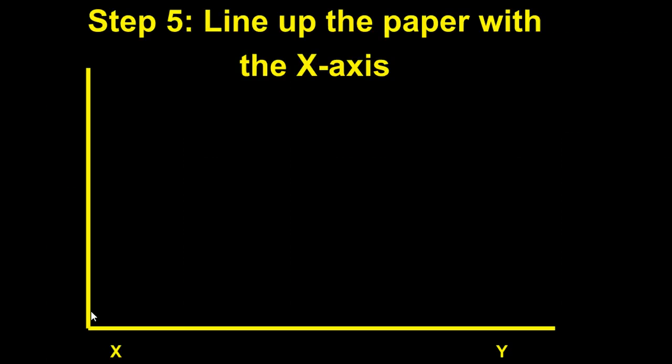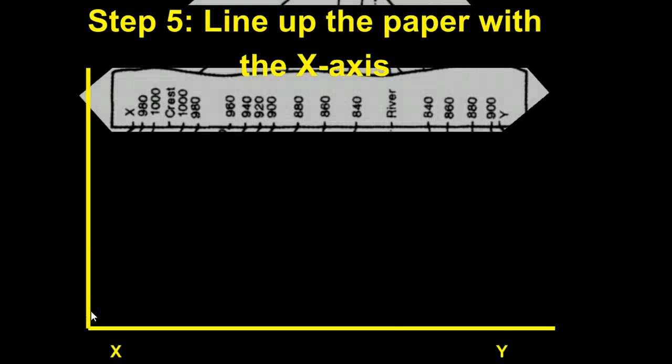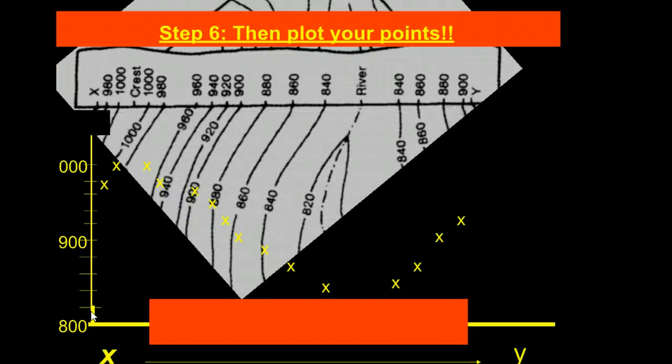Step 5, you line up the separate sheet of paper that you just drew all those marks onto with your graph. So here we line it up with the x-axis. Now it's made at the top on this graph. You can always line it up at the bottom.